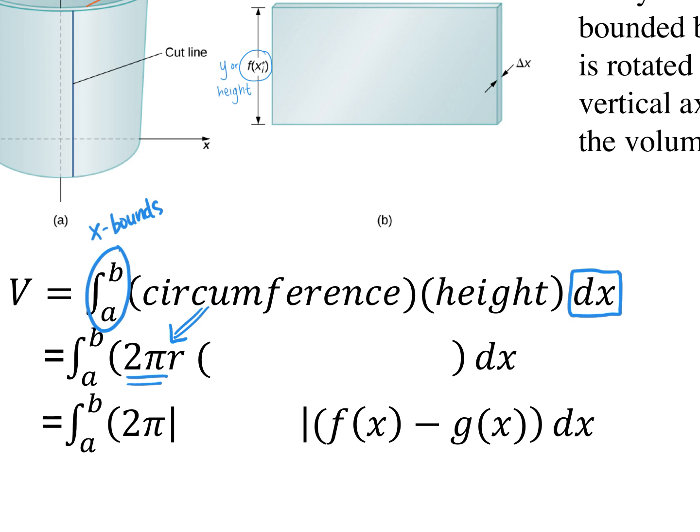But we could have more than one y. We could have a y2 minus a y1. So it could be y2 minus y1, or it could be f of x minus g of x. Those are the same thing. That's going to account for the height.